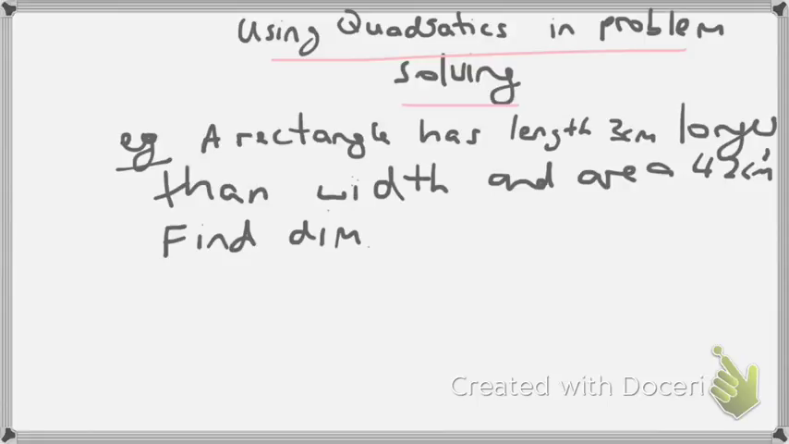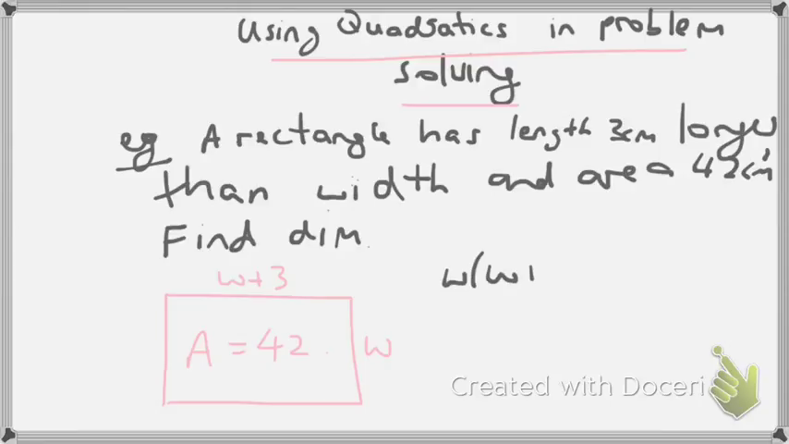Okay. So let's draw a rectangle, and it has a length and a width. So here's the width, here's the length, 3 centimeters longer, and we know that the area is 42. So now we've got an equation. So we know that the area is 42, and that is also width times length.